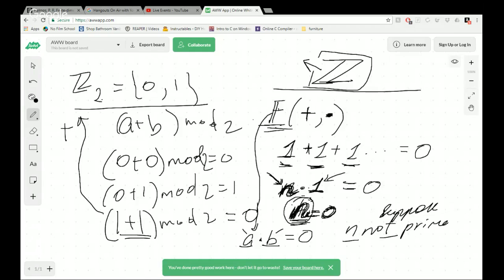Next, I said, let's suppose n is not prime. Well, if n is not prime, then it's composite, and it is a product of two positive integers smaller than n. But the result of this product is 0, and we know that in a field that's not possible. We cannot multiply two non-zero integers, or two non-zero elements of any field, really, and get a 0. Hence, we have a contradiction, and n has to be prime.